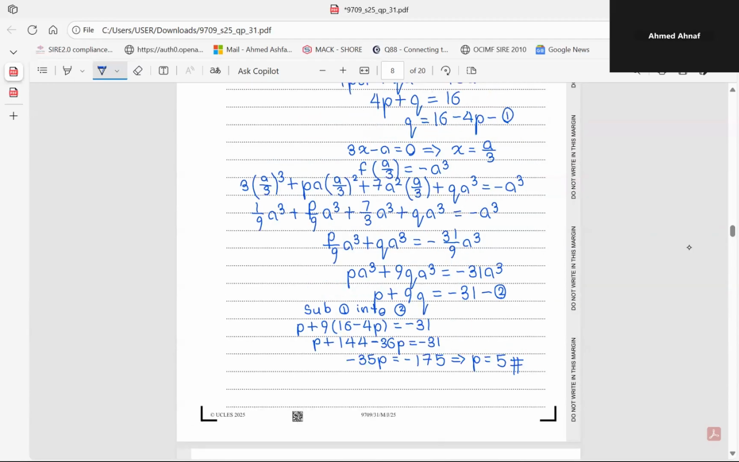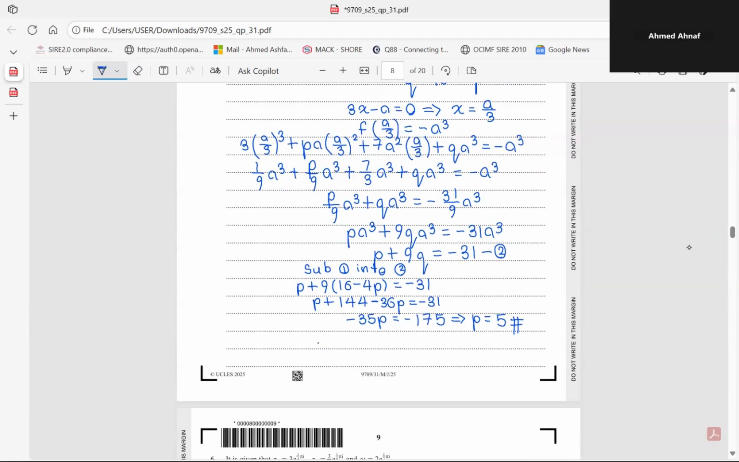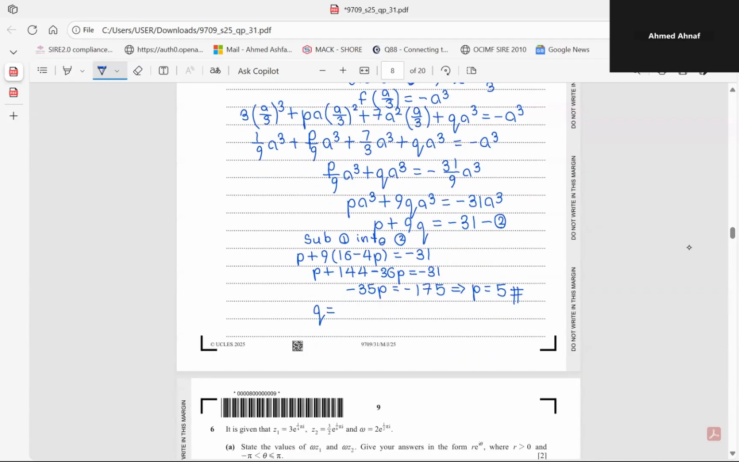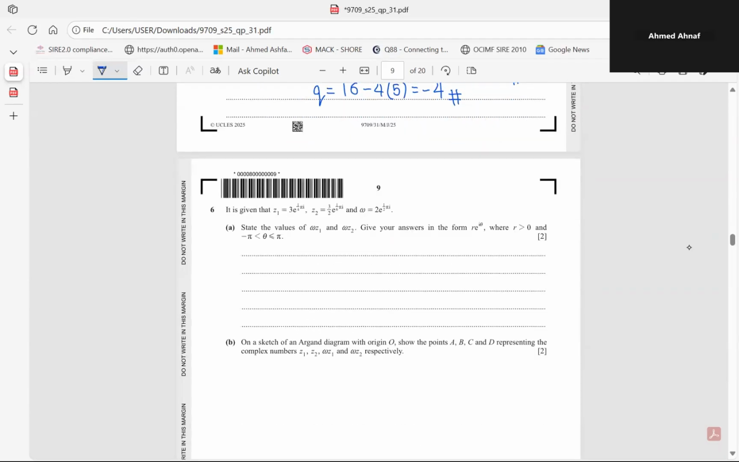Now let's obtain q. So we have to use our first equation. q equals 16 minus 4p. So 16 minus 4 times 5. That's basically 16 minus 20. So that is minus 4. So q is equal to minus 4. So our final answers are p equals 5 and q equals minus 4. Let's head on to the next question.